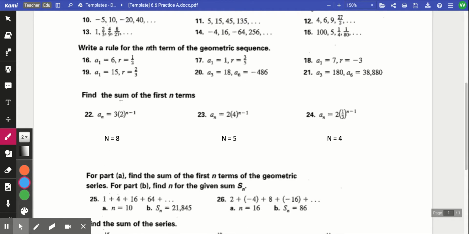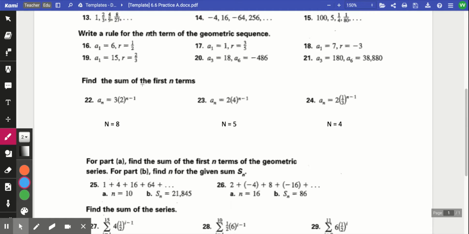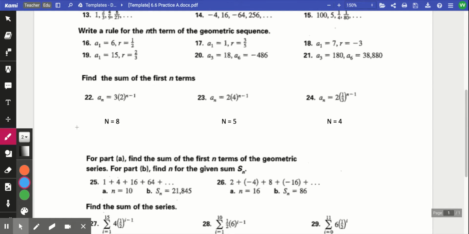Okay, once we get down to finding the sum, seems like there's a little bit of confusion with this. You want to use the partial sum equation, which states S of n is equal to A1, numerator is going to be 1 minus your common ratio raised to the n, over 1 minus the common ratio. Okay, so I know my n is 5. I know the A1 is 2. And the common ratio is 4.